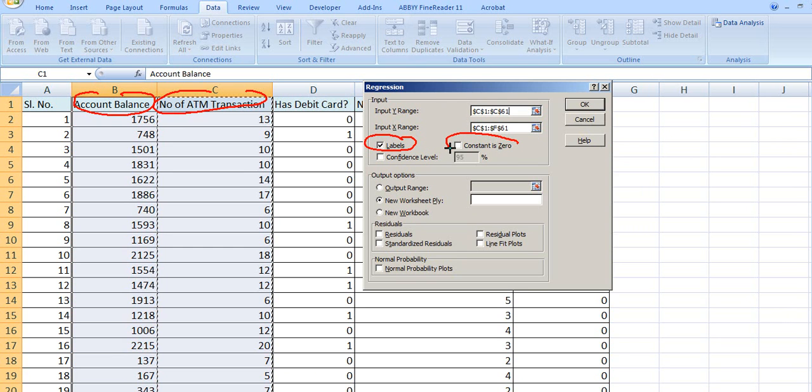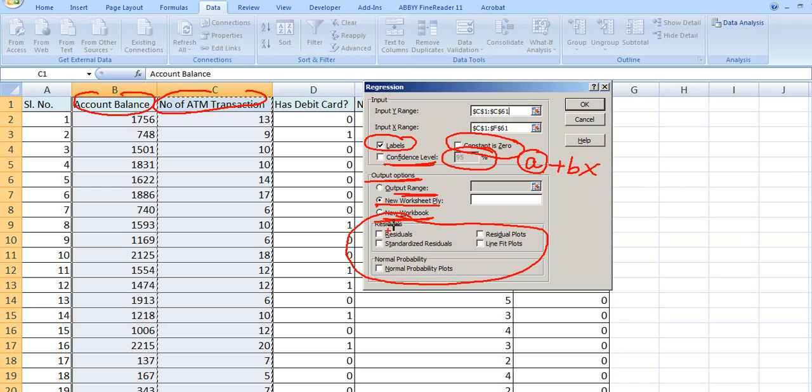And then the second one is saying that constant is 0. That means what we have was a plus bx. So if you say that constant is 0, it will apply constant as 0. This other one is trying to find out the 95% confidence interval of your a and b values. Then the output options: what is the output range? You can put it over here, in a new worksheet, or you can create a new workbook entirely. Let us now not worry about the residuals.